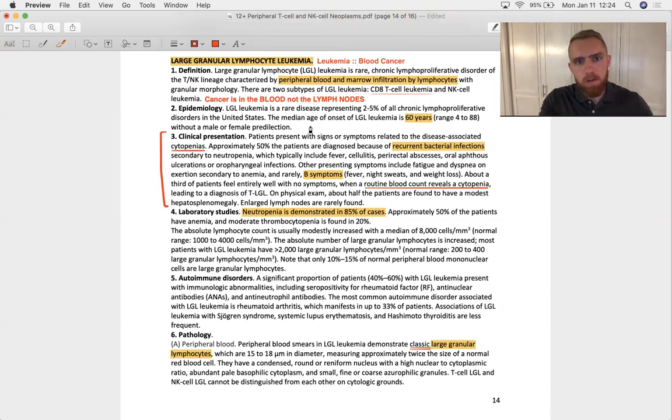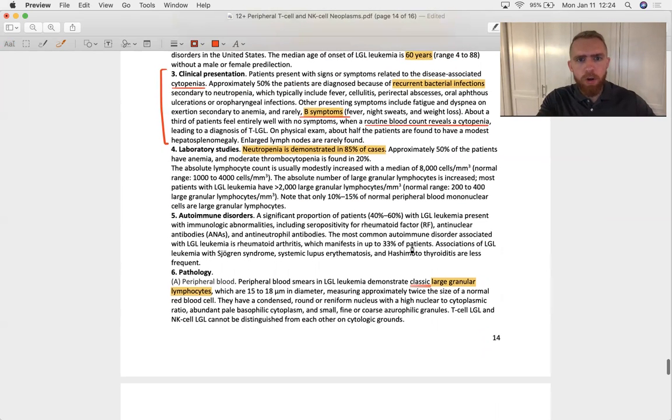So median age of onset, 60 years old, just like everything else in this SDL. And B symptoms may be present. Again, they're not A symptoms. A means absence of symptoms. What are B symptoms? Fever, night sweats, weight loss. Neutropenia is demonstrated in 85% of cases. That's a big fraction. So you get a patient, they're going to have neutropenia in a test question.